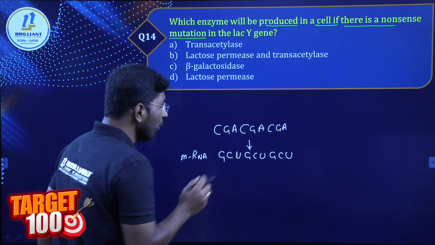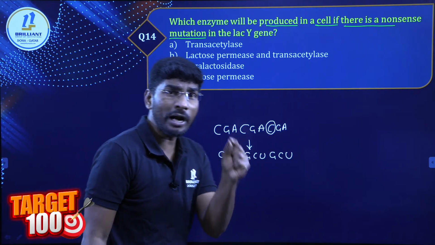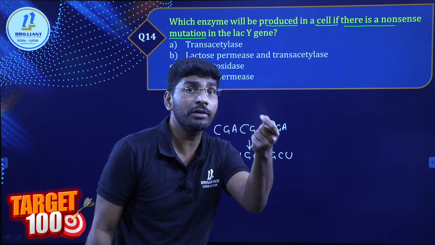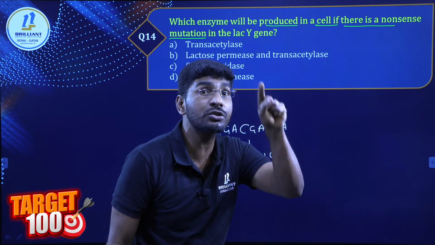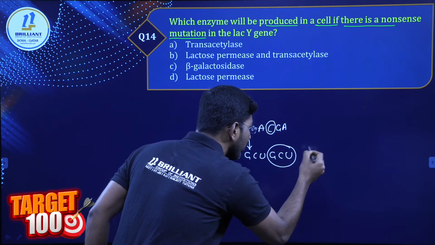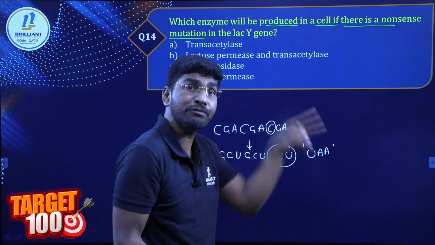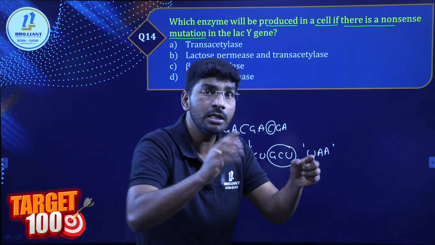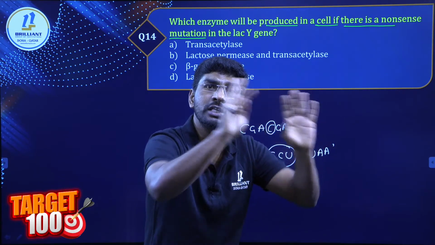If at any one of these places one nitrogen base is changed to, say, A, and it leads to a stop codon, such as UAA, or any one of the stop codons is forming with the new mutation, what happens? The normally synthesizing polypeptide chain will suddenly stop at the stop codon.